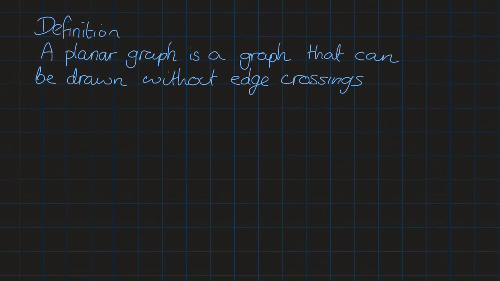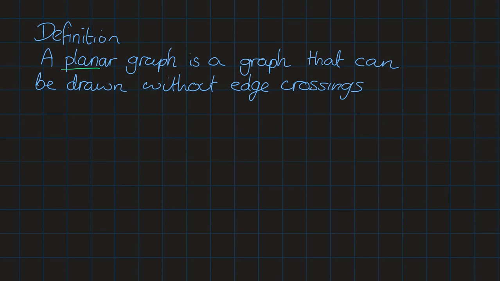So the definition says, a planar graph is any graph that can be drawn without edge crossings. And the most important part of this definition is this word can, okay? I'm not saying that every possible drawing has to be without edge crossings. I'm just saying that it's possible for someone to redraw the graph with no edge crossings.